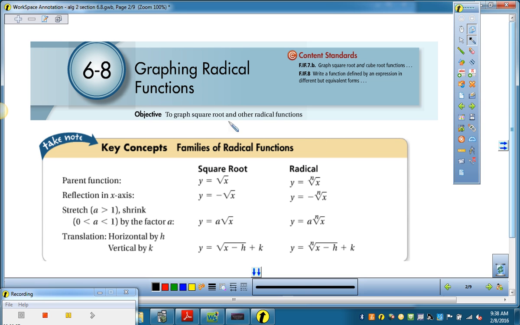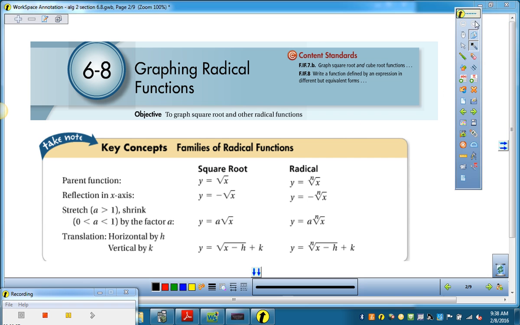So our section is 6-8, and we're graphing radical functions. Our objective is to graph square root and other radical functions using our shifting and stretching skills from the previous chapters.